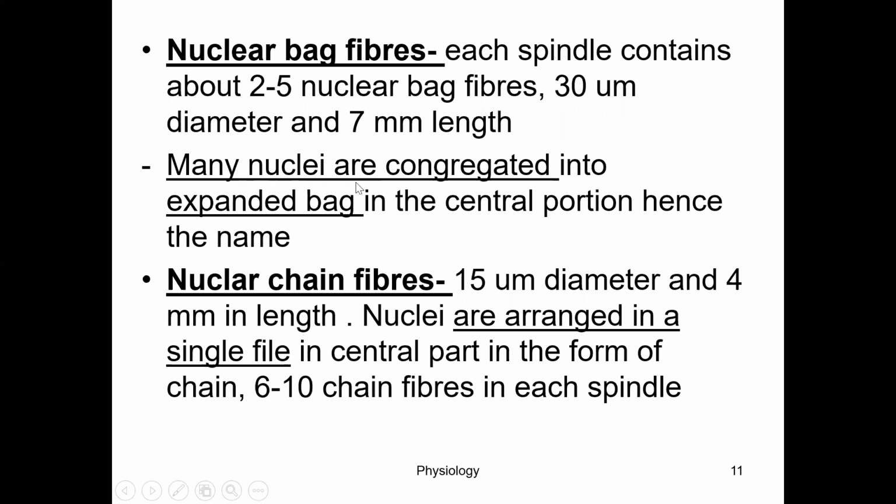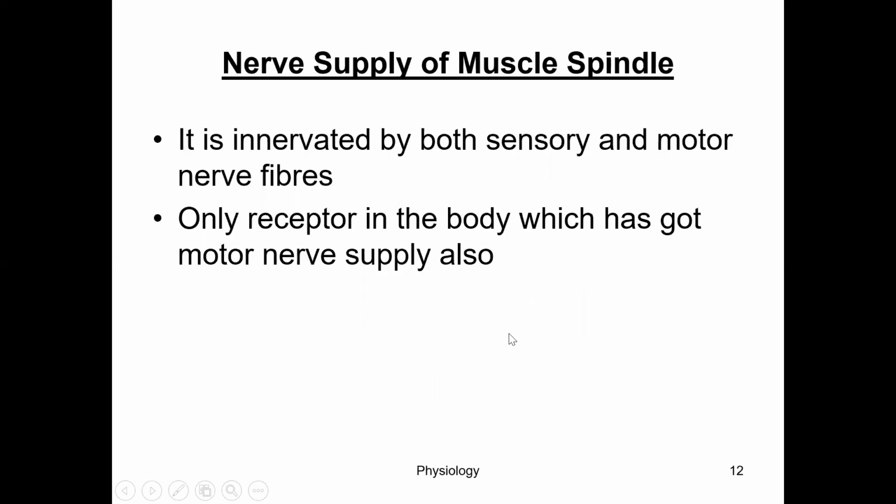Many nuclei are arranged in a group in a congregated manner in an expanded bag. That's what is called a nuclear bag fiber. In the nuclear chain fiber, nuclei are arranged in a chain. That's why it is called the nuclear chain fiber.